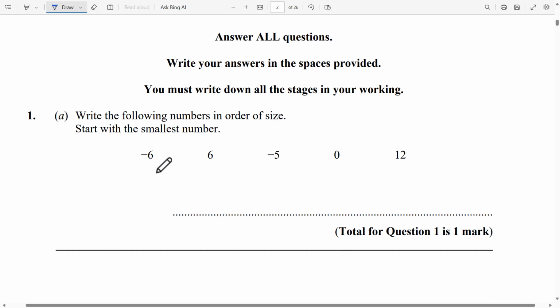Write the following numbers in order of size, starting with the smallest number. The smallest number is -6. The next smaller number is -5. The next is 0. The next is 6. And the largest number is 12.